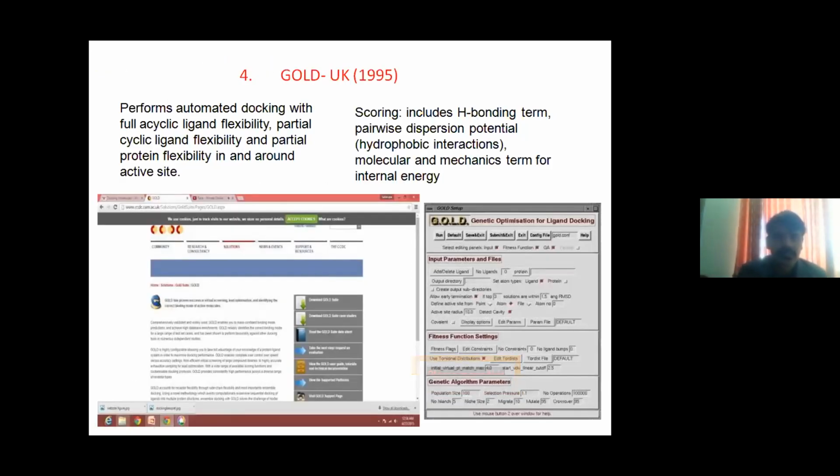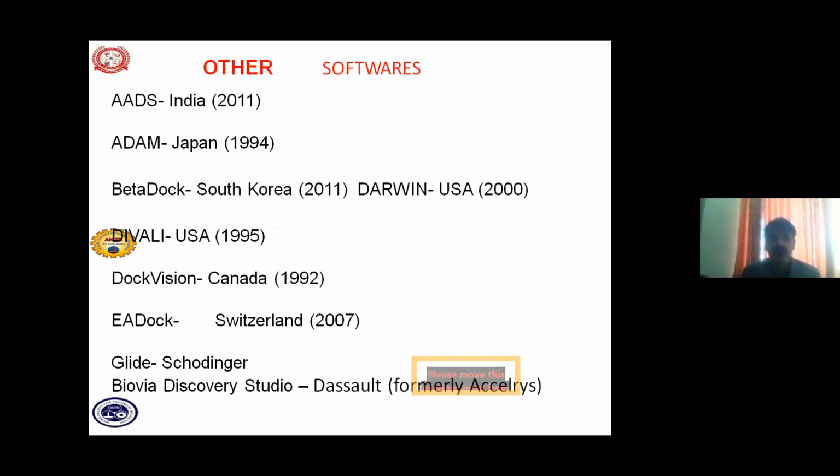It is automated docking software, with a fully acyclic ligand and flexibilities, so flexibility can be seen there. The scoring includes H-bond scoring on the basis of hydrogen bonding and hydrophobic interactions, and molecular mechanics and internal energy too can be seen here. So these are the basics.